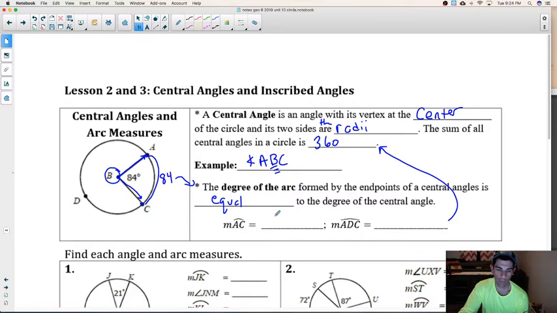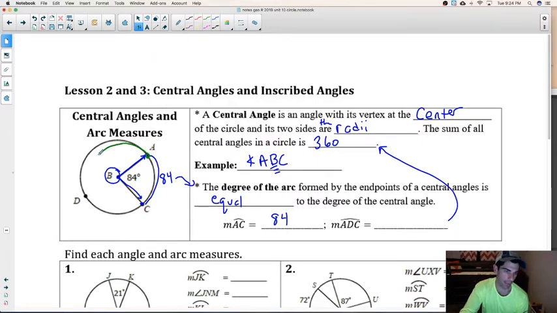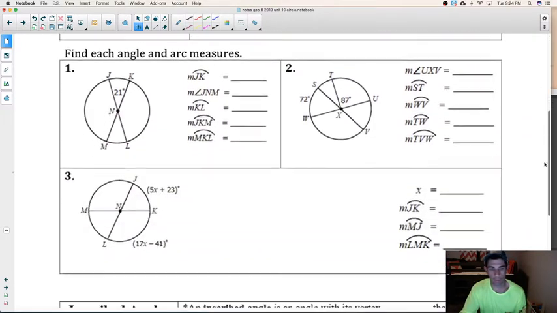If you had arc AC, which we just found to be 84, and then they wanted me to find arc ADC, well, all central angles have a sum of 360. So if I did 360 minus 84, that's going to be 276. So there you go. That's all I've got for you here for central angles, so let's practice a whole bunch of them.